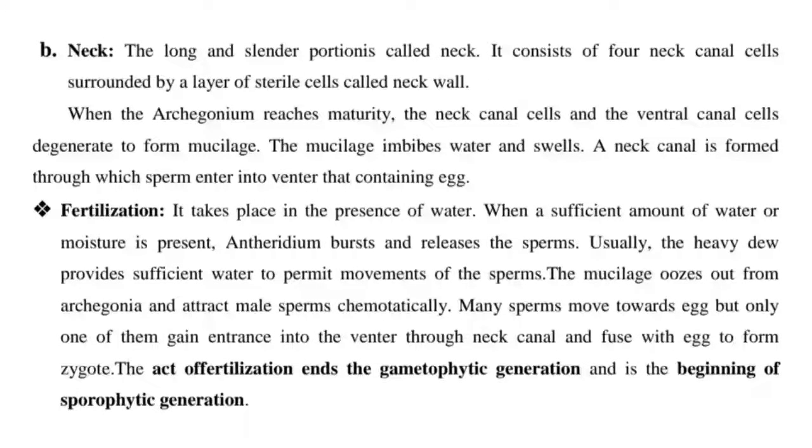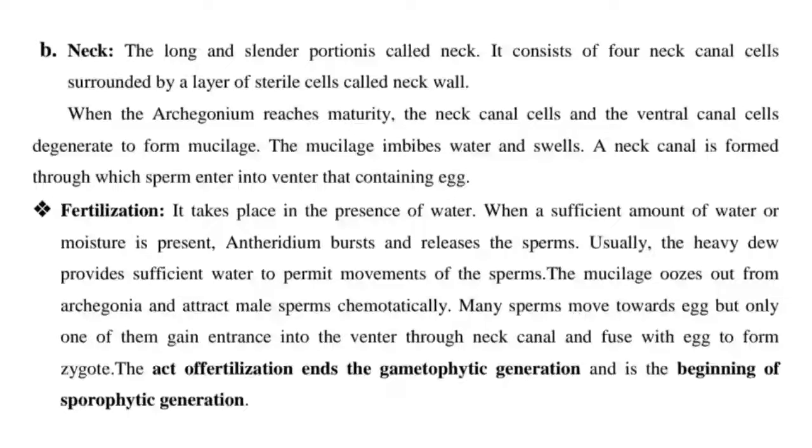B. Neck. The long and slender portion is called the neck. It consists of four neck canal cells surrounded by a layer of sterile cells called the neck wall. When the archegonium reaches maturity, the neck canal cells and the ventral canal cell degenerate to form mucilage. The mucilage imbibes water and swells. A neck canal is formed through which sperms enter into the venter that contains the egg.